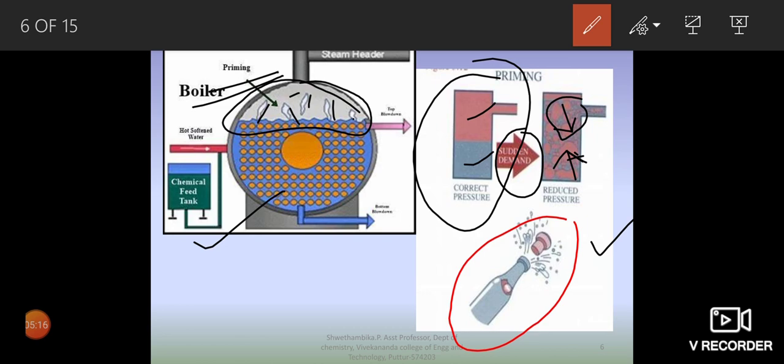That is a bottle filled with liquid, maintained at very high pressure. When the lid is opened, suddenly the liquid rushes outside. That particular phenomenon would be observed with the boiler.